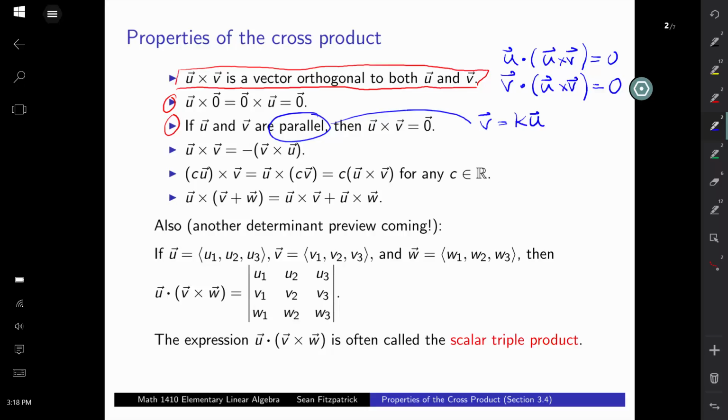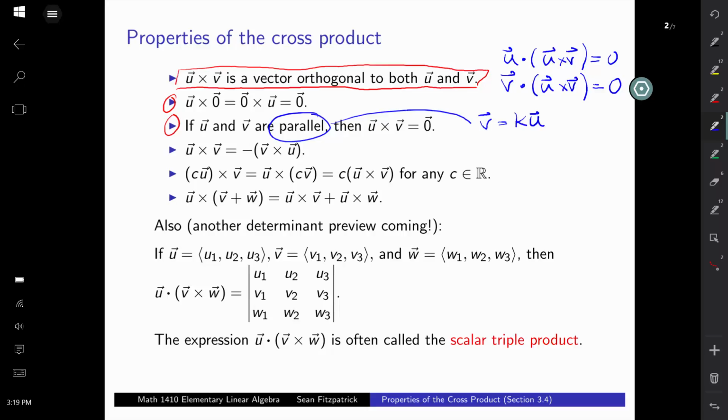One of the other properties which can come in handy, especially if you're using cross products in some of the contexts in which they are used in physics and other applications, is that the cross product is anti-symmetric or anti-commutative. If you change the order of the two vectors, you get a minus sign. So u cross v is the negative of v cross u. So swapping those two vectors gives you a minus sign.